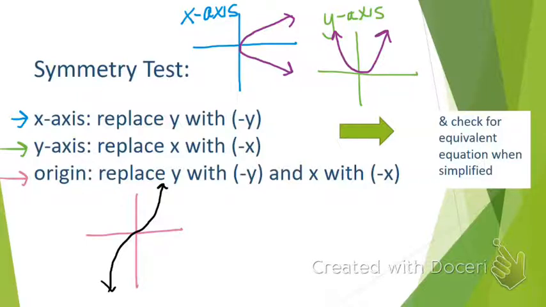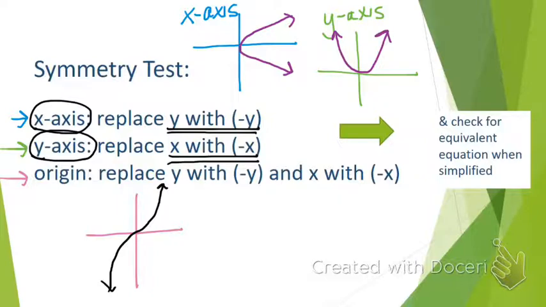So how do we test for this algebraically? Well, just think opposite. If we're trying to test for x-axis symmetry, we're going to replace the y. If we're trying to test for y-axis symmetry, we're going to replace the x. But if we want to test for the origin symmetry, we have to replace both. After we replace it, we're going to simplify it to see if we are back at the original equation that we started with. So let's go ahead and get started.